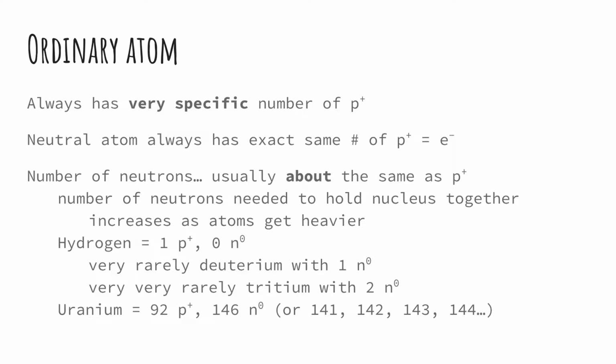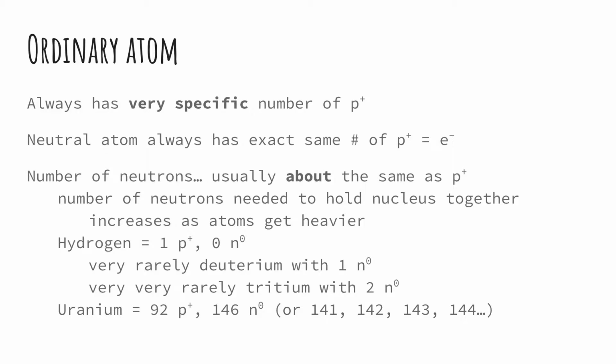But neutrons is a little bit more difficult. It's usually about the same number as protons. Okay? Just the way the math works out. But the heavier the elements get, the more neutrons you'll need to hold the nucleus together. So it's not exact. In fact, it's sort of a swooping, curving thing.